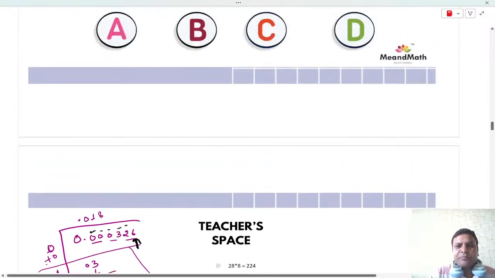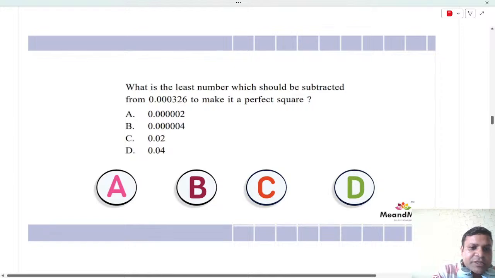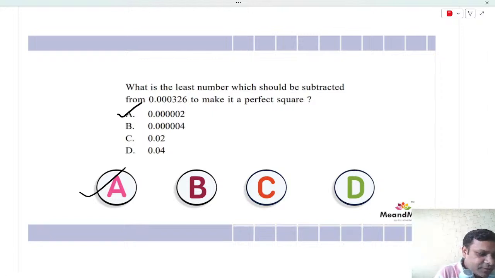Which option satisfies here? The first option satisfies here. The answer is A. Who will give the answer? Yes, Sarah gave the answer, Kunal gave the answer. Very good. Yeah, both answers are correct.